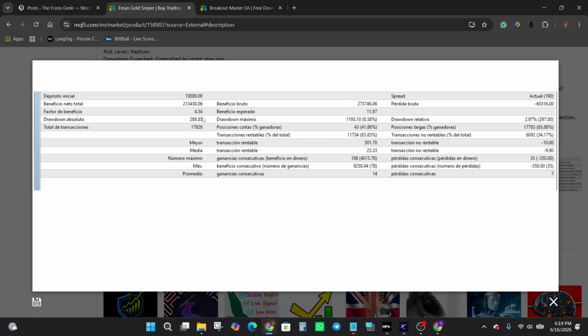From what I can see here, this shows an initial deposit of $10,000. Total net profit made was over $213,000, and total trades taken were over 17,800, out of which 11,734 were profitable, and that gave us a 65.83% win rate.